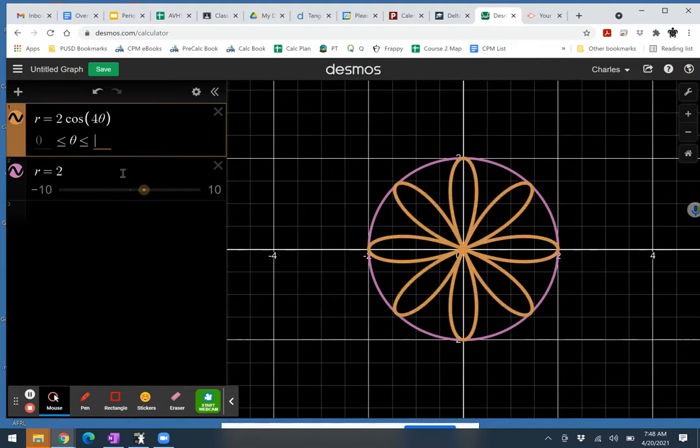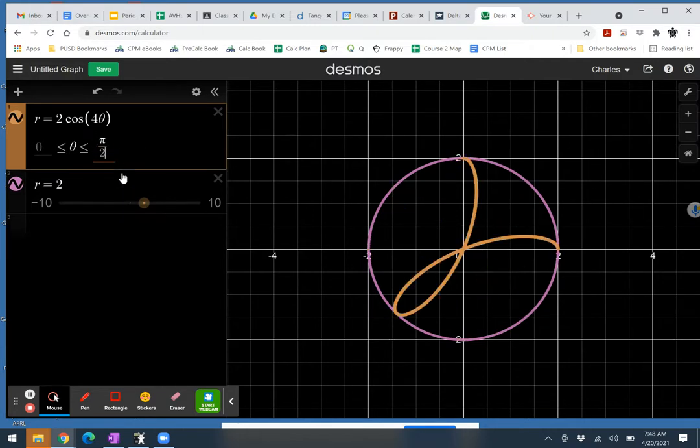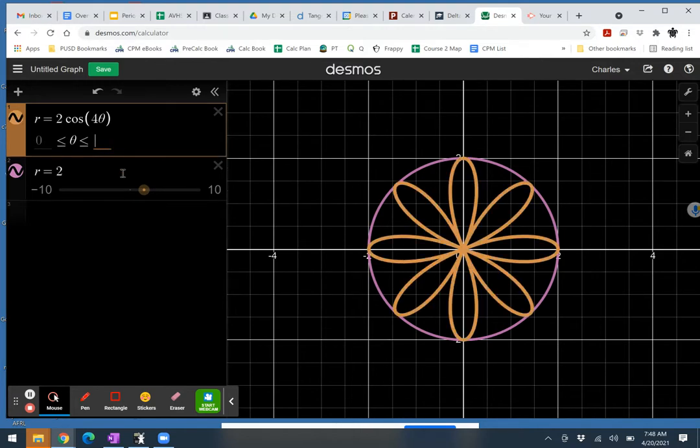First thing I always want to do with these is look at, and Desmos makes this really easy to do, I play around with the domain here to see how long it takes to make one full complete cycle. Okay, so 0 to 2 pi. And then the next thing that I'm thinking is it would be easier to just find the area of one petal and multiply that by 8. That's a little bit less complicated.